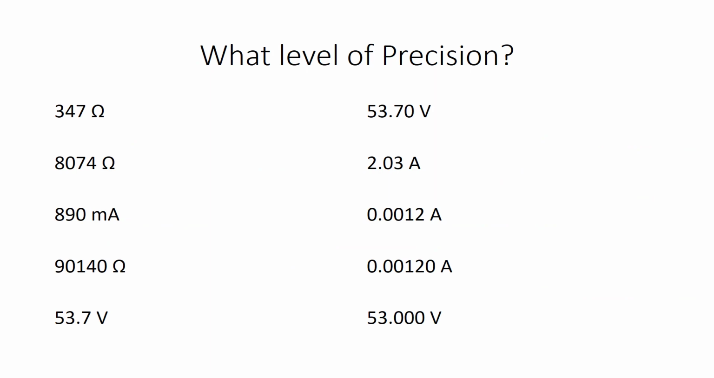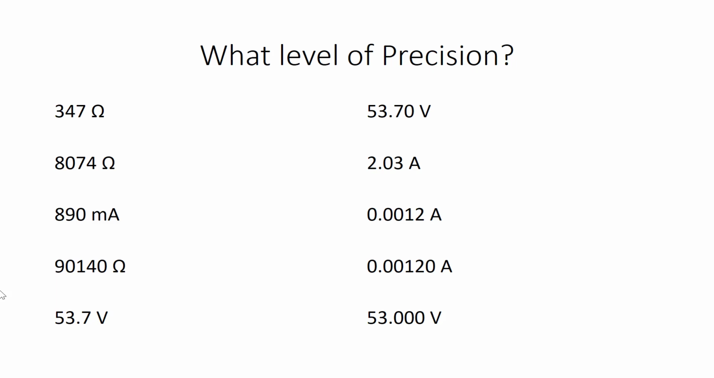So what level of precision does each of these numbers have? Well, the first number is precise to the nearest ohm. Also, the second one to the nearest ohm. The third one, though, because that 0 is not significant, we would report its precision as not to the nearest milliamp, but to the nearest 10 milliamps. And this fourth number, also the final zero is not significant, so we would say it's precise to the nearest 10 ohms. 53.7 volts is precise to the nearest tenth of a volt.